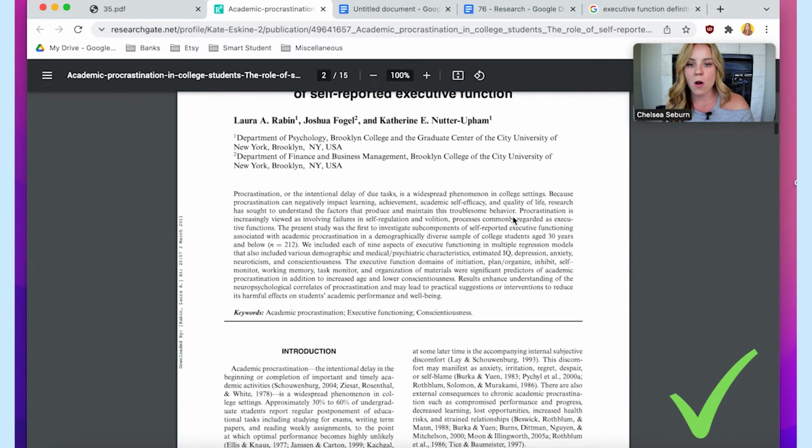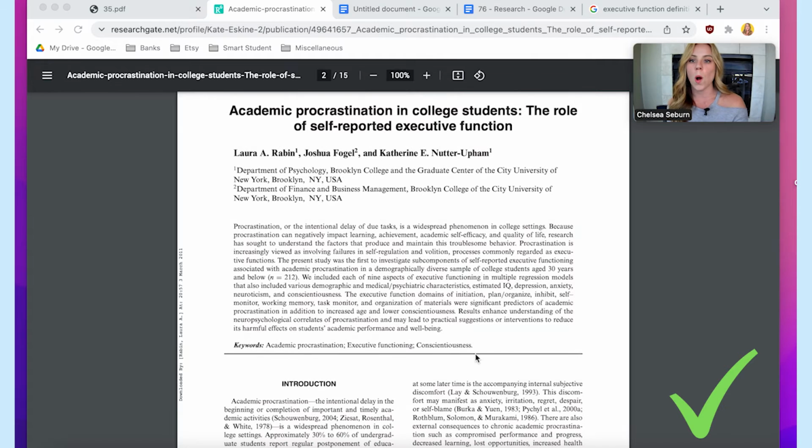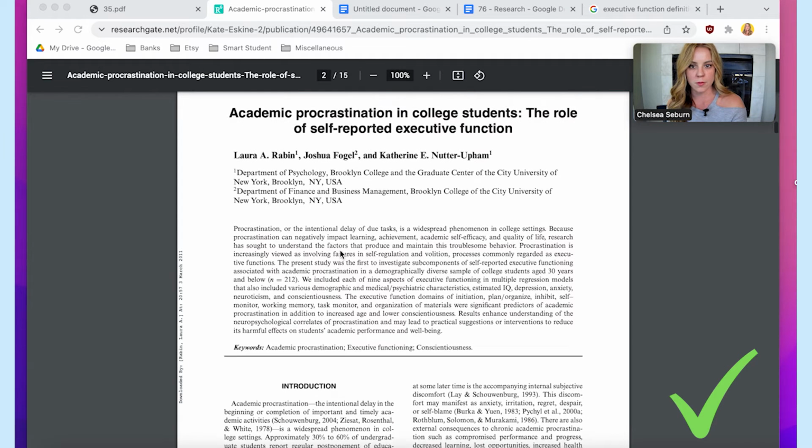And so now I'm going to scroll down and look for keywords just to further along this, make sure there's no keyword that negates my topic. We have academic procrastination, executive functioning, which we know what that means now, and conscientiousness, this word right here. Never been able to pronounce that word, but that fits my topic. Keywords look good. We've qualified these two articles.